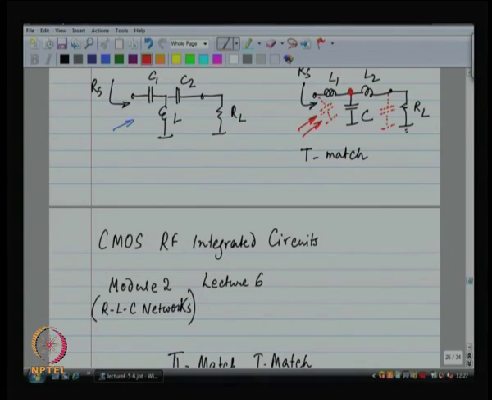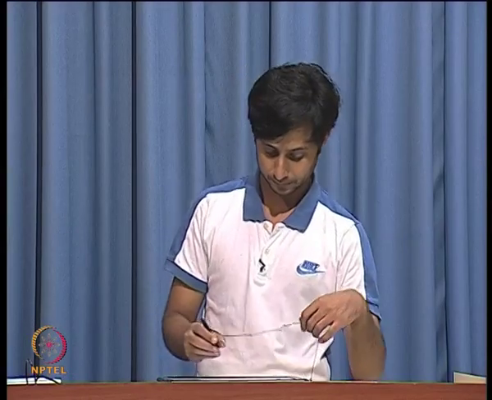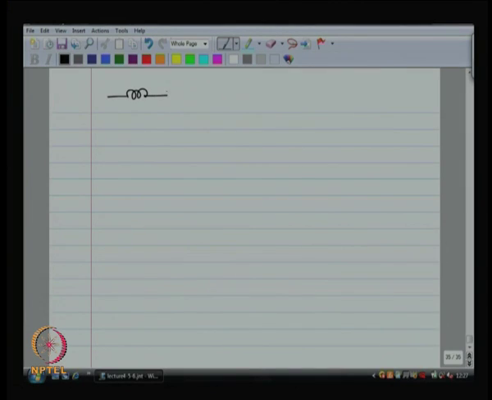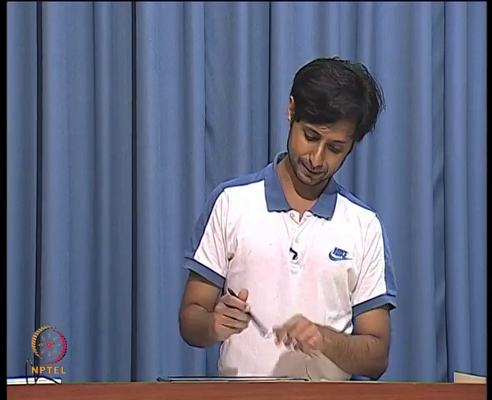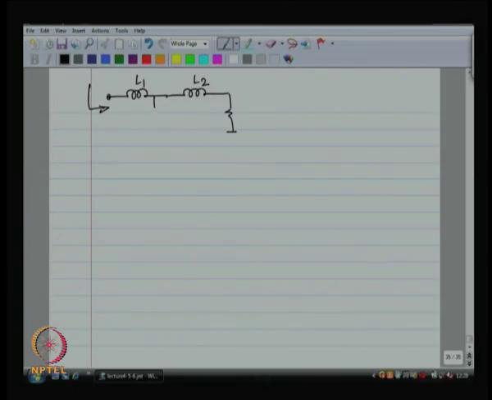Okay. So, let us look at this T match briefly. It is the same strategy as before. I split up this capacitor C into C1 and C2, they are in parallel. Now I have got L2 in series with R_L. I am going to transform L2 in series with R_L to an inductor in parallel with a resistor. Now, I am going up.